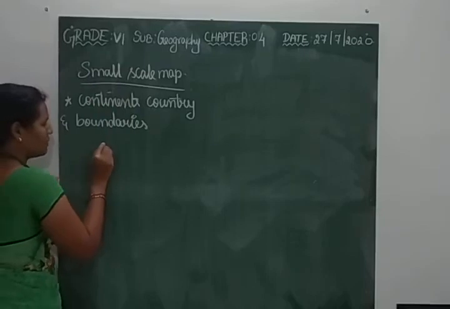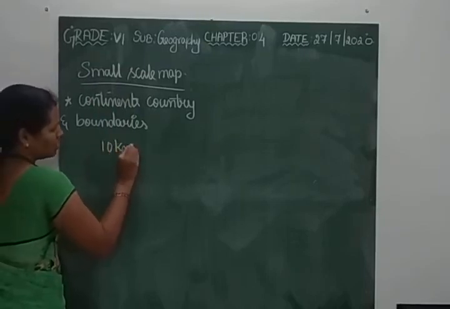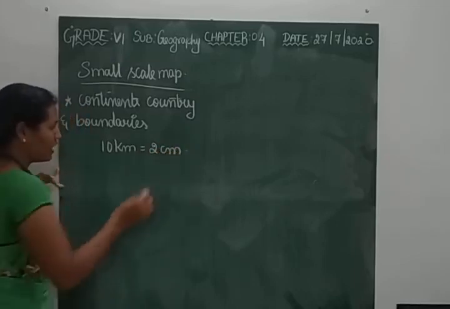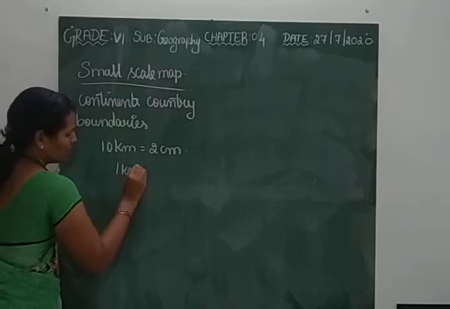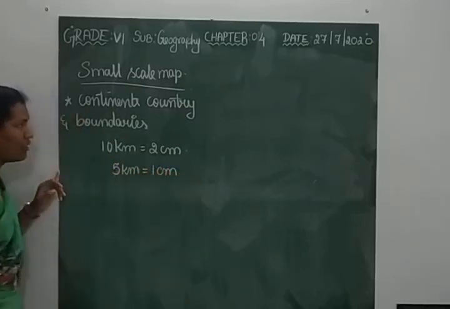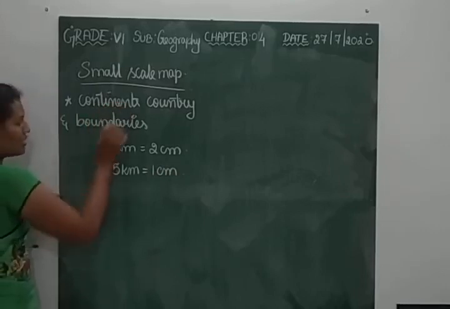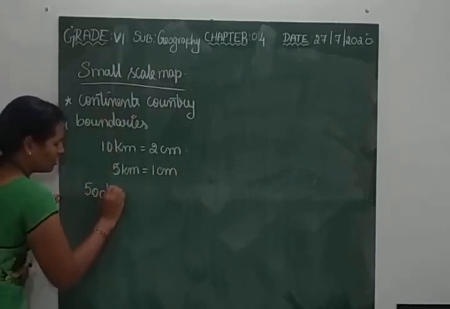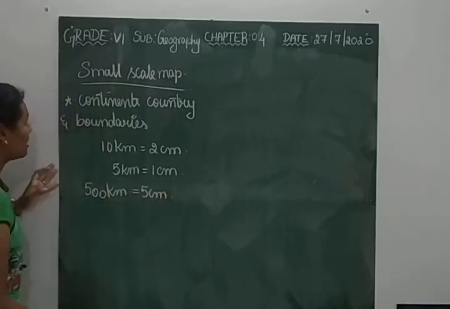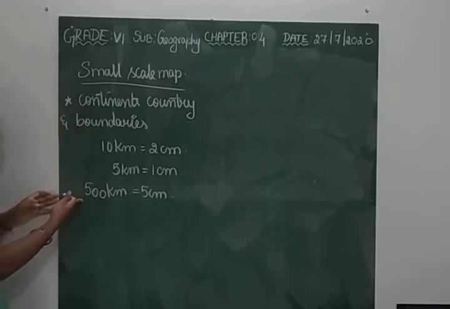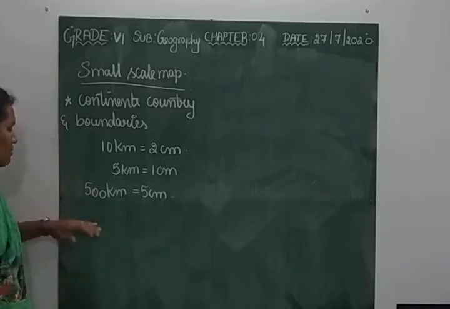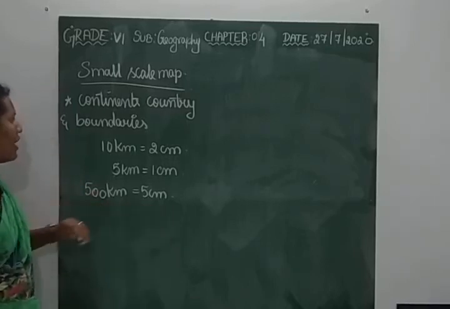For example, 10 kilometers is mentioned as 2 centimeters in the map. Then 5 kilometers equal 1 centimeter. If in the small scale map, 500 kilometers is mentioned as 5 centimeters. Right children, are you clear? For small scale map, we will calculate the distance as seen. Why are we using the scale? If the map is drawn using the scale, 500 kilometers is mentioned as 5 centimeters.